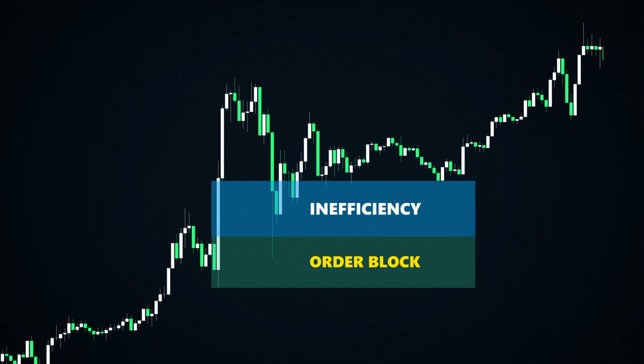If it hasn't, the inefficiency is still there, and the order block is fresh. If it has, pay attention to how the price reacts. A strong bounce means smart money is still active, but if the price moves slowly through the level, it could mean the imbalance has been filled, making it less significant.